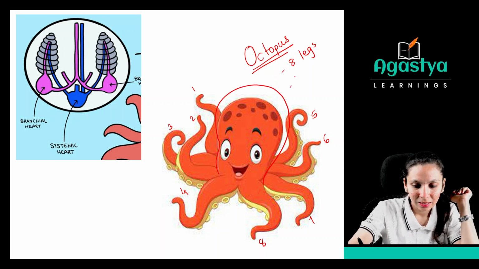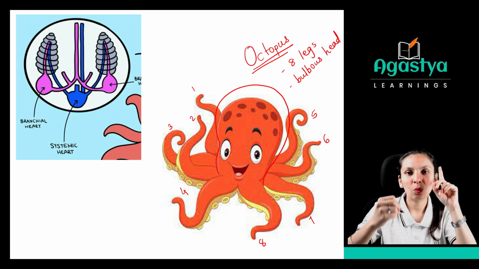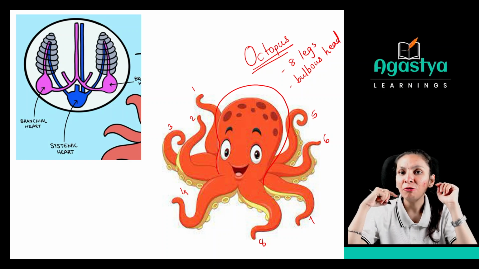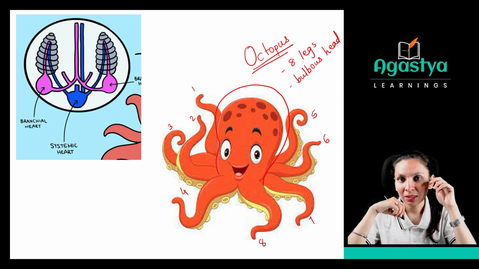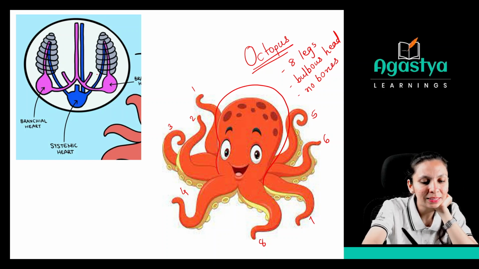This is the bulbous head, which looks like a bulb, no? So they have one bulbous head. Can you find any kind of bony structure? No. So they don't have any kind of bones. So no bones are present. And what is there in this picture?